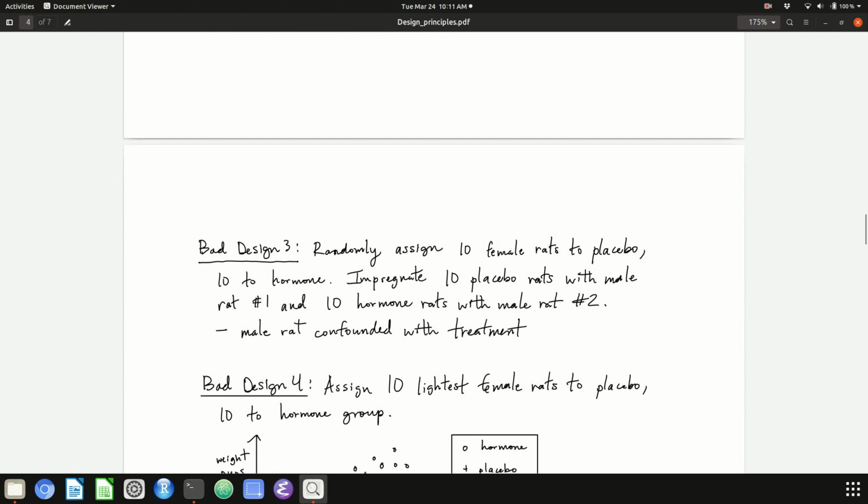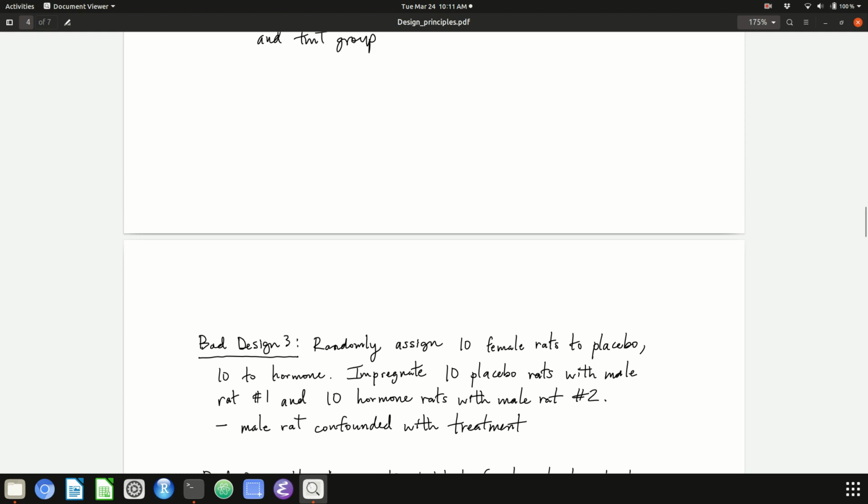Okay, let's do a couple more. Bad design 3 would be to randomly assign 10 female rats to the placebo group and 10 to the hormone group. So we're starting off good because we're putting 10 in each group. But then we impregnate the 10 placebo rats with a male rat number 1 and the 10 hormone rats with a different male rat number 2.